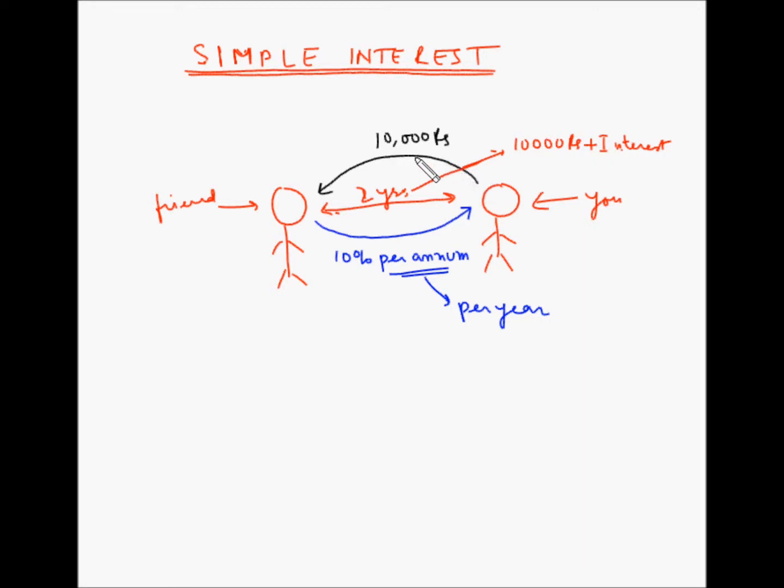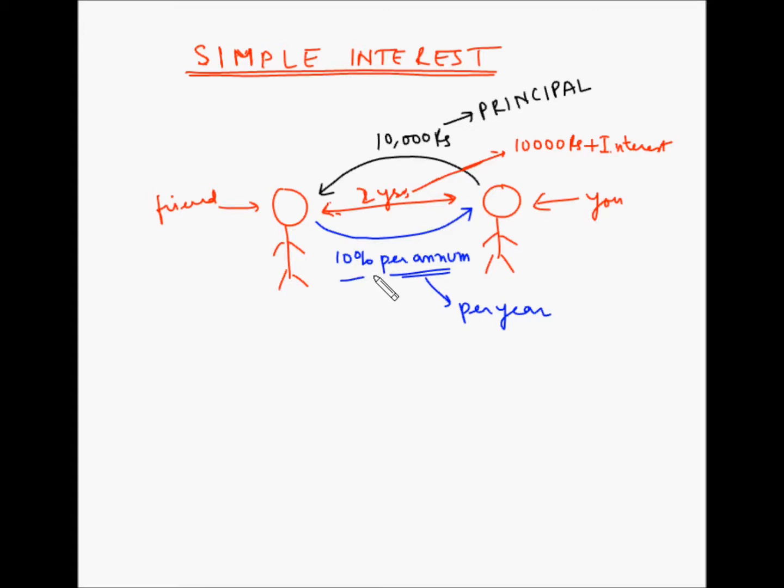So the original amount that you are lending to your friend is known as the principal. Now the percentage that your friend is going to return you back is known as the rate of interest, and at the end of the deal the total amount that your friend is going to return, which includes the principal plus the interest for the amount of time that he has borrowed the money for, is known as the amount.